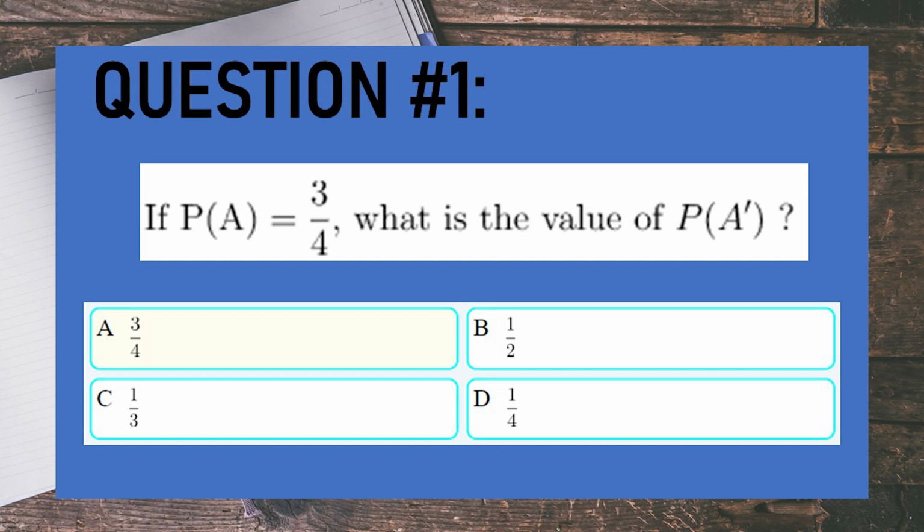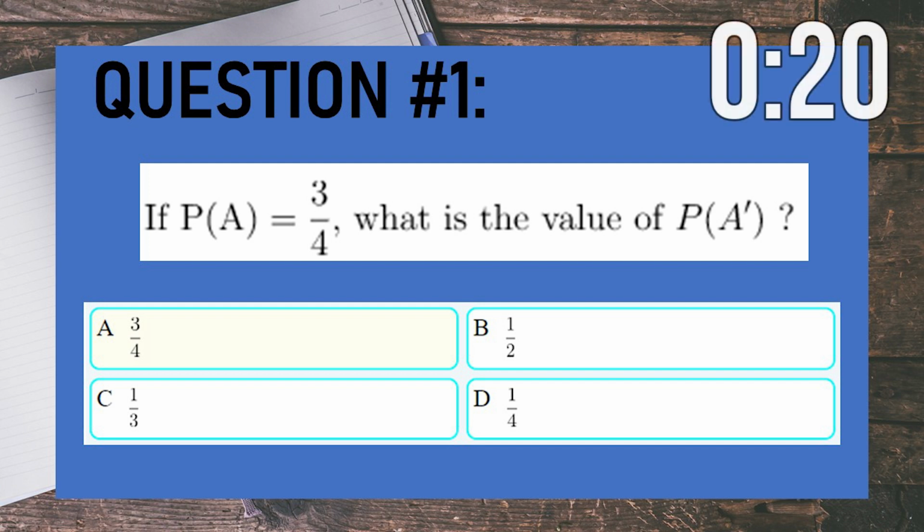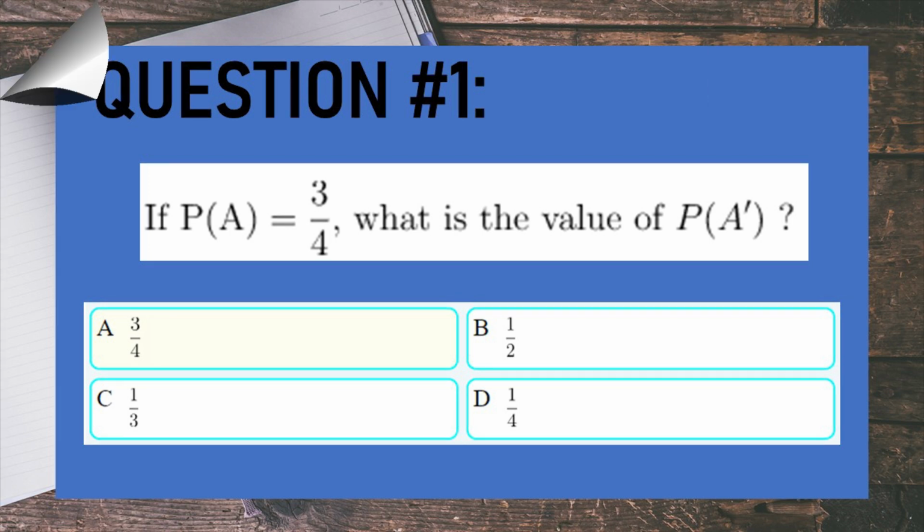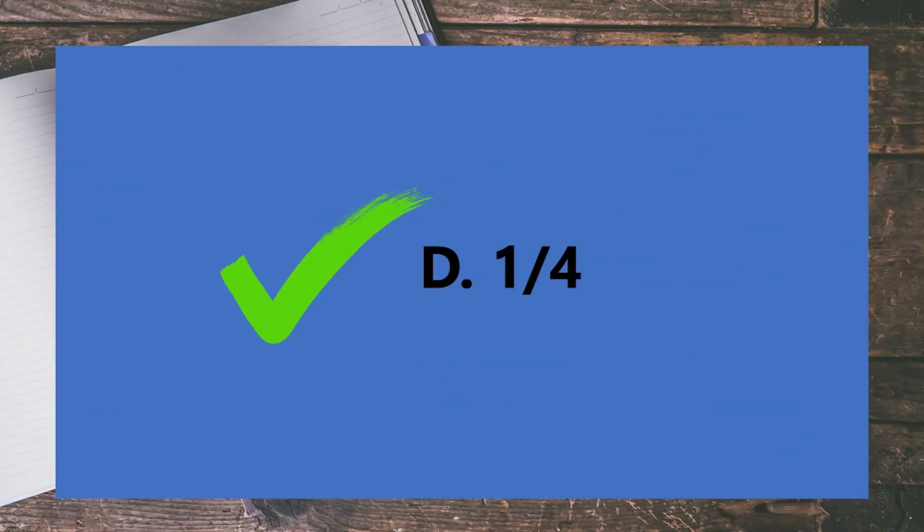Question number 1. If P of A equals 3 over 4, what is the value of P of A prime? Letter A, 3/4. Letter B, 1/2. Letter C, 1/3. Or letter D, 1/4. And the correct answer is letter D, 1/4.